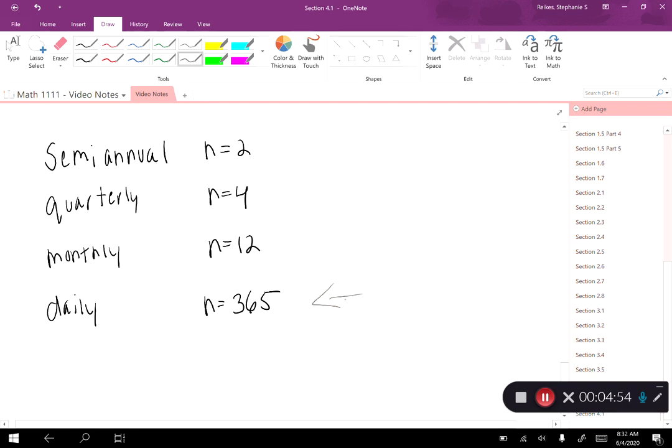Sometimes books use 360, just to keep it an even number. And of course, there's always holidays throughout the calendar year. So just make sure you read the problems carefully, in particular for daily, in case they don't use 365 on your math lab homework.